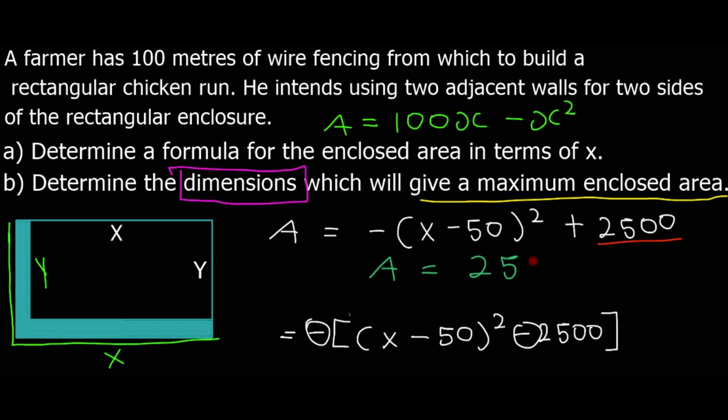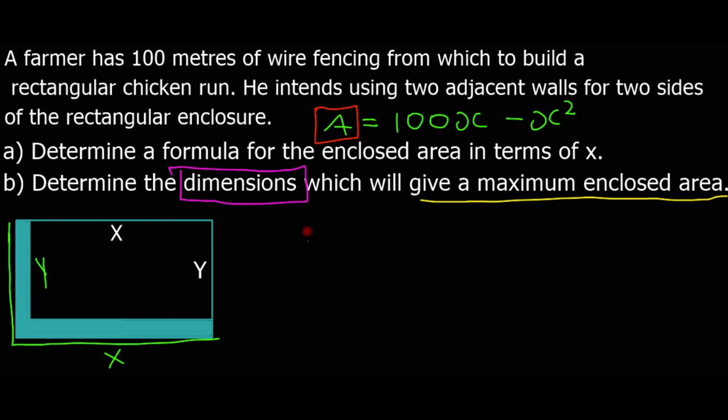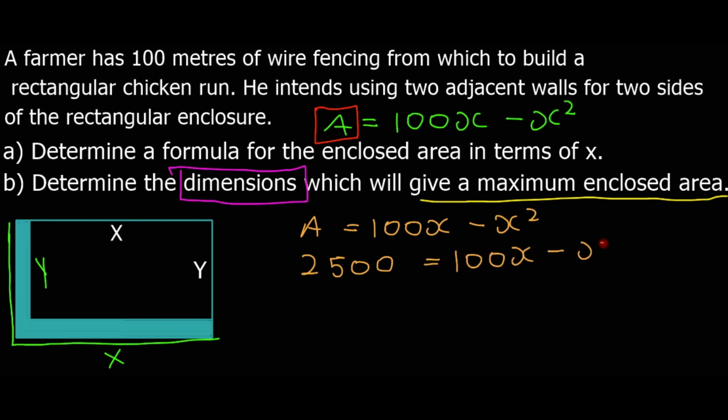it is 2500 square meters. We take this area of 2500 and substitute here, so we can solve for x, and then after solving for x we will be able to solve for y. So let's do it. The area equals 100x minus x squared. So the area we found is 2500. So this is 2500 equals 100x minus x squared.